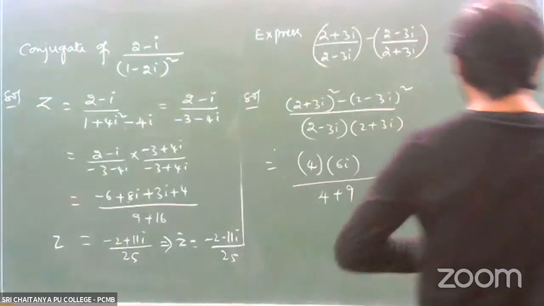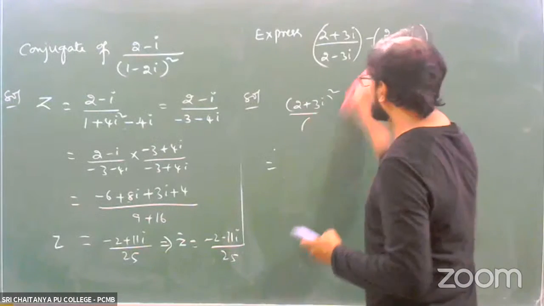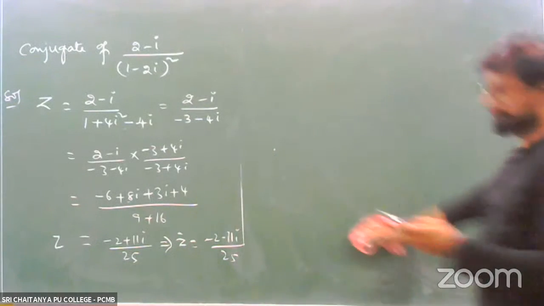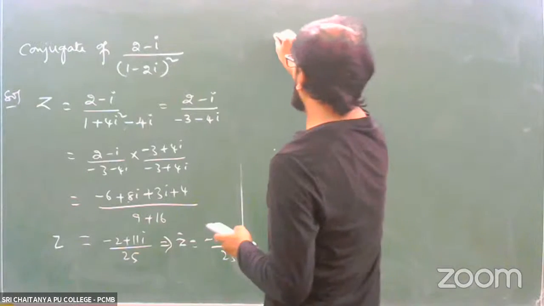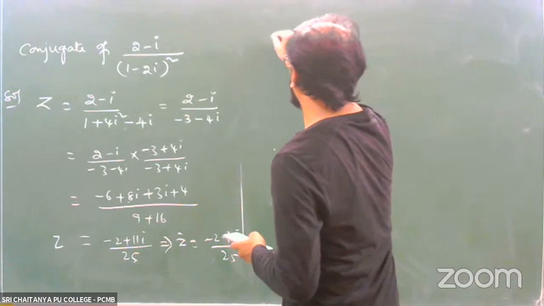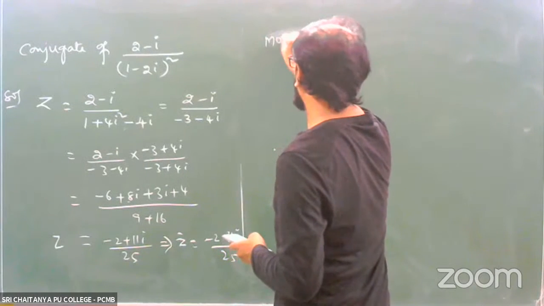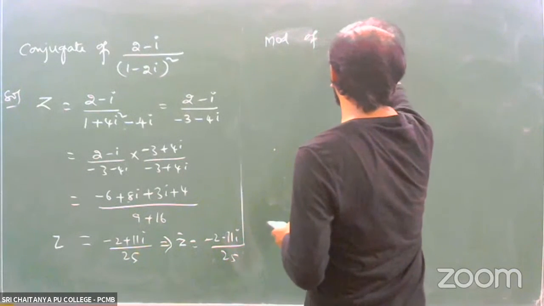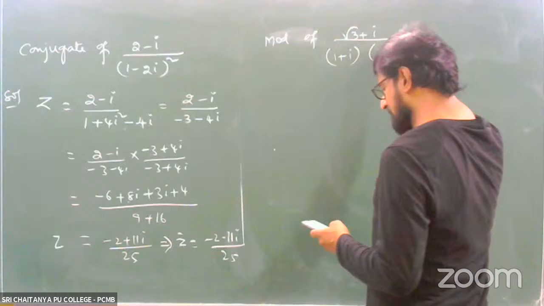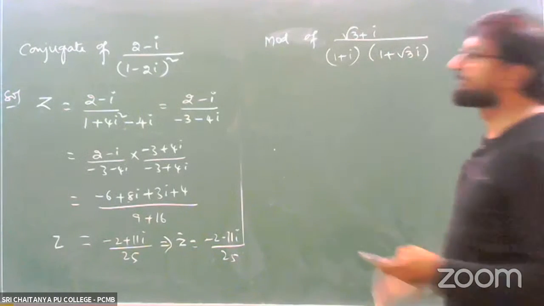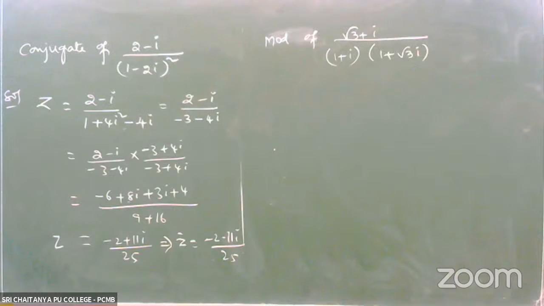Now let us do the problems on modulus. Find the modulus of (root 3 plus i) upon (1 plus i) into (1 plus root 3 i).